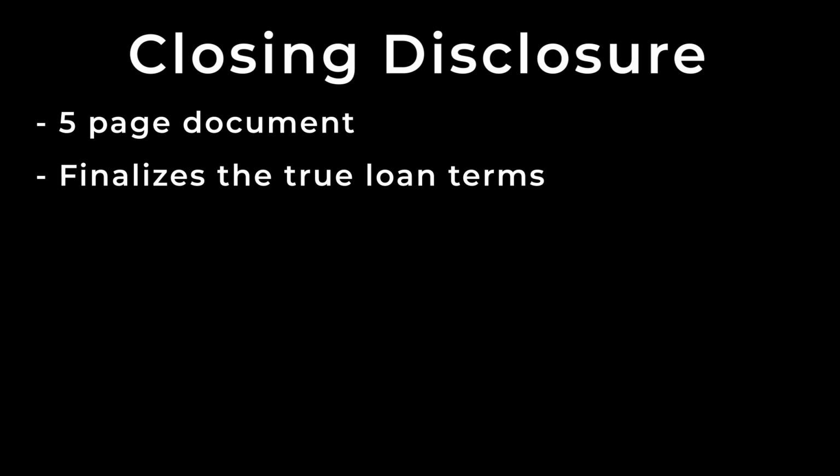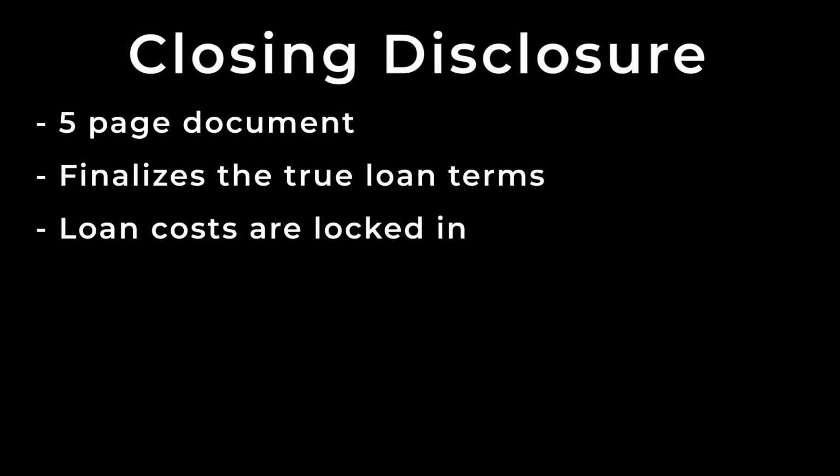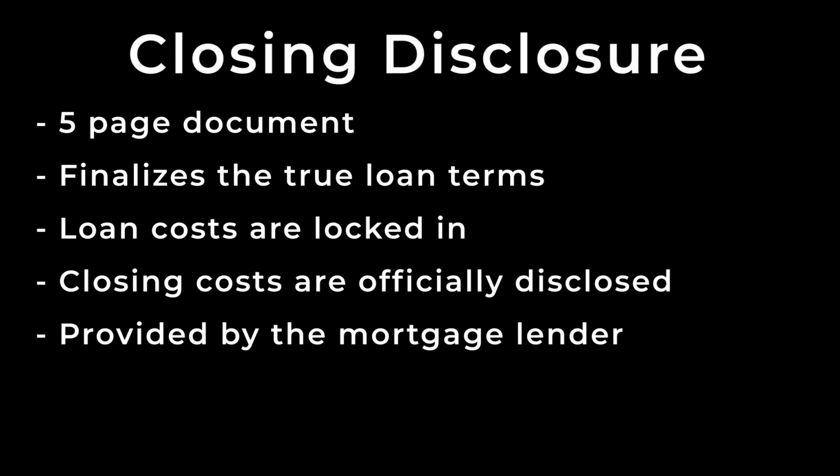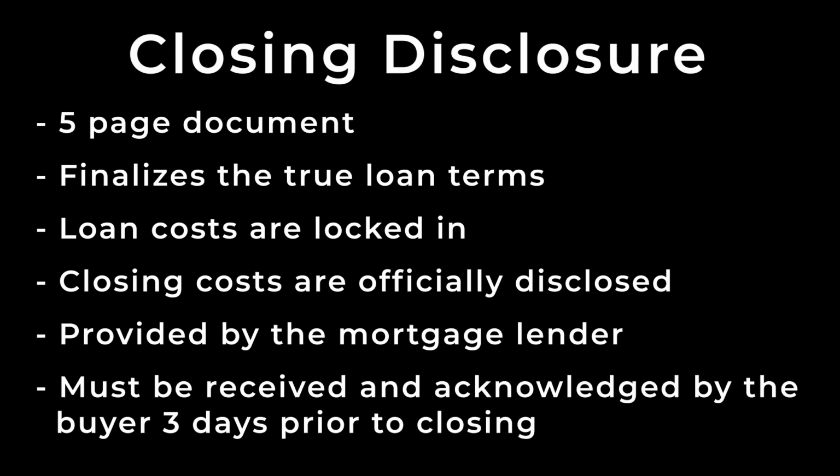So what exactly is this closing disclosure? Well, the closing disclosure, also known as the CD, is a 5-page document that finalizes the true loan terms. This covers a lot of the same information as that loan estimate, but it's in its final form. At this point, the loan costs are locked in, and the closing costs are disclosed officially. This document is provided by the mortgage lender and must be received and acknowledged by the buyer 3 days prior to closing. All right, the CD is important to understand, so let's go through these pages.